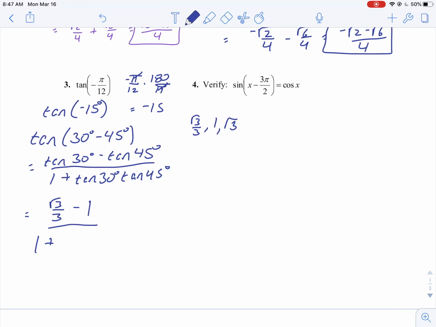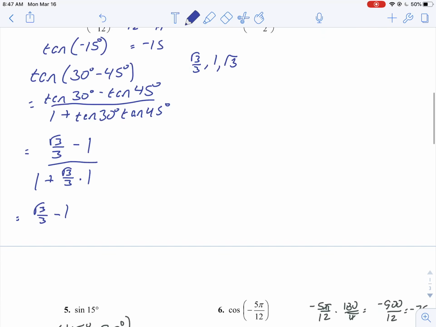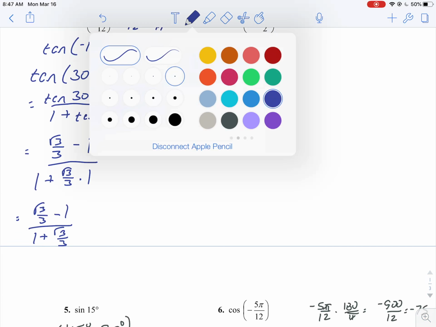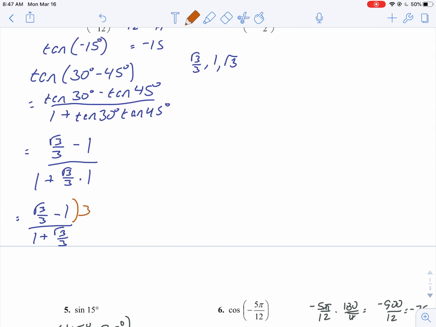In the denominator, I have 1 plus the tangent of 30 degrees, again, is root 3 over 3. And the tangent of 45 is 1. Cleaning this up a little bit, I have the square root of 3 over 3 minus 1, all over 1 plus root 3 over 3. Now this is my answer, but we don't like fractions within fractions, complex rational expressions. So I'm going to choose to multiply the numerator by 3 and the denominator by 3 to eliminate my fractions.